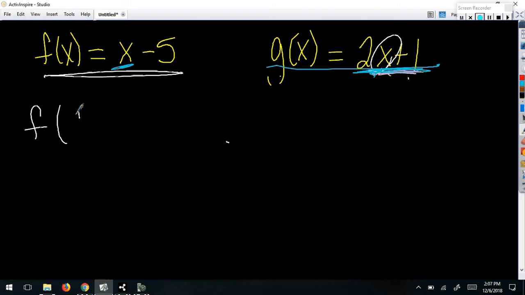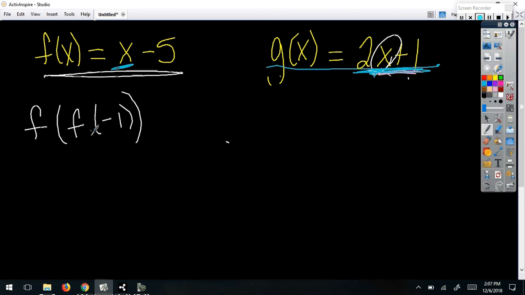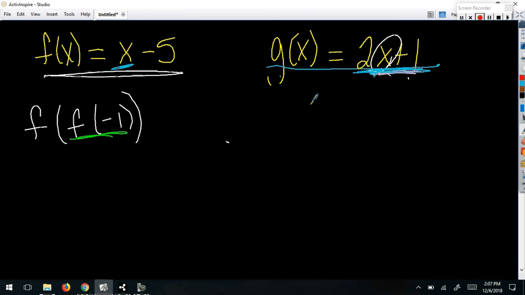F of negative 1. It looks worse than it is. It really does. What do you do first? You find out, because the key to these is inside out. Inside out. So what is f of negative 1? Plug in negative 1. And what do you get?